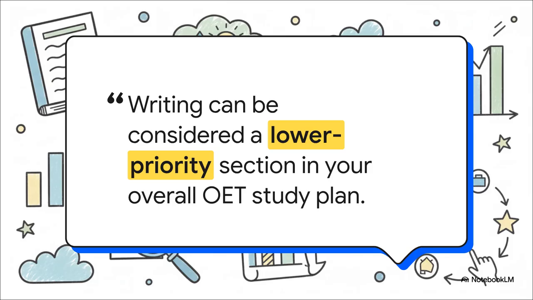And all of this leads to a pretty surprising takeaway. When you think about the clear format, the lower score needed, and that simple path to passing, well, you can probably treat the writing section as a lower priority in your overall OET study plan. Seriously, this could free up a ton of your energy for the other parts of the exam. So, the question to leave you with is, how does knowing this change your prep strategy?